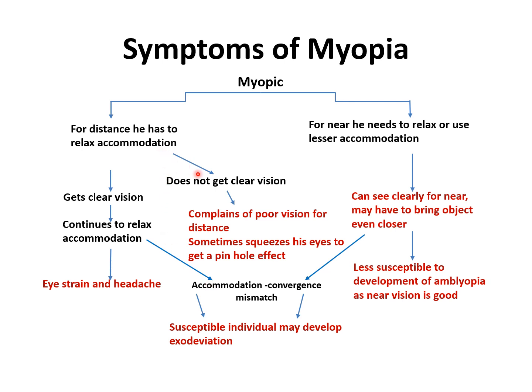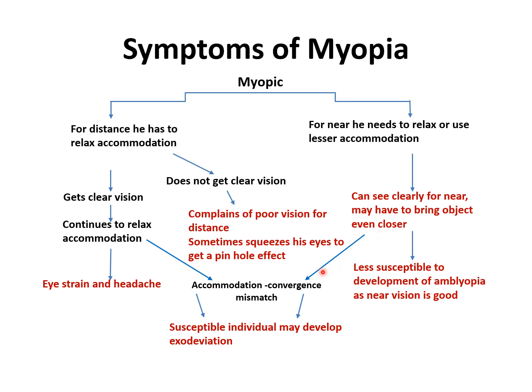If he does not get clear vision, he complains of poor vision for distance, or sometimes squeezes his eyes to get a pinhole effect and a clearer vision. For near, he needs to relax or use lesser accommodation. He can see clearly for near, he may have to bring objects even closer.